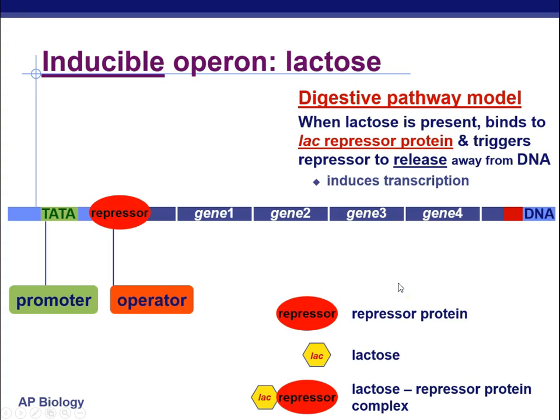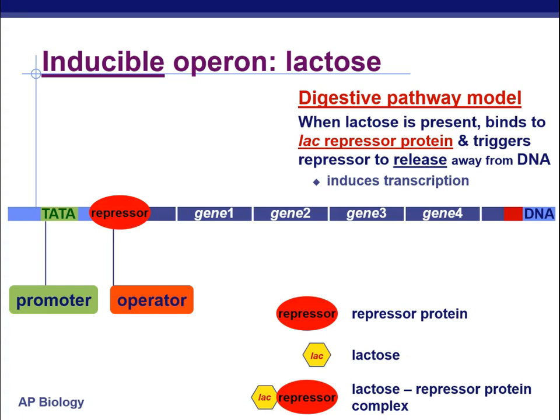All right, here's another one. Let's take a look at the opposite type of operon called a lactose operon. This one's called an inducible operon. Again, this is a digestive pathway model where our bacteria are going to react to what's in their environment. So let's say that they come across an environment that has plenty of lactose. Maybe these are bacteria that live inside your gut and you just drank a glass of milk. Well, there's lactose in that milk and they could make use of that lactose as an energy source.